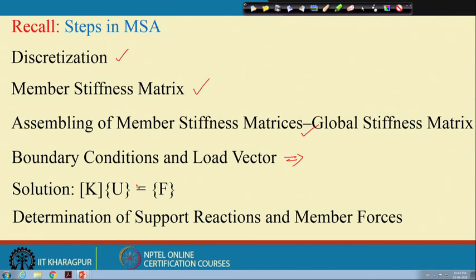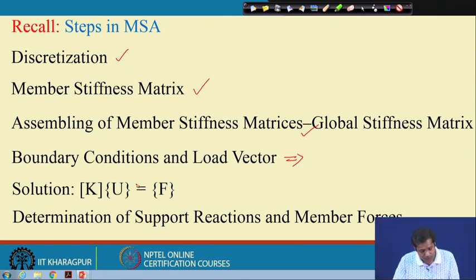The rest, the solution of the system of linear equations and then determination of support reactions, we won't discuss as separate steps. We will demonstrate them directly through an example in the subsequent classes.